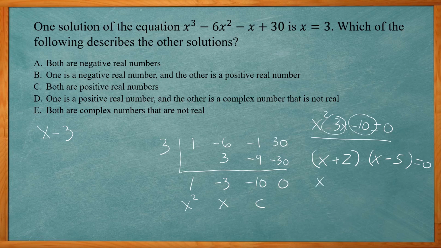Set each of these equal to 0 and then solve for x. So subtract 2, x equals negative 2, and add 5, and then x equals positive 5. So our other solutions are negative 2 and positive 5. Both of these are real numbers. They don't have any kind of imaginary numbers attached to them. They're not complex. So our answer choice B is the correct one. One is a negative real number and the other is a positive real number.